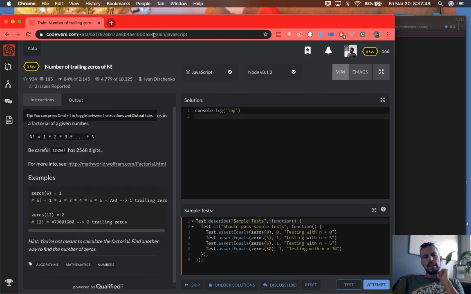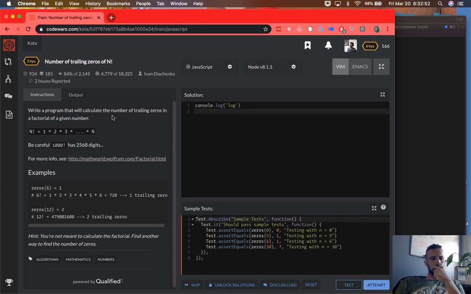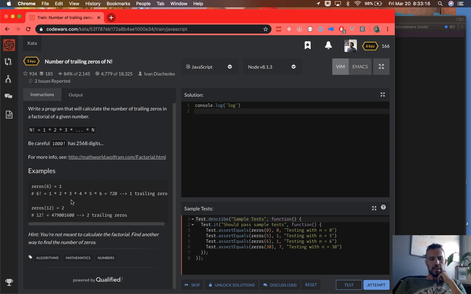Sure is. Okay, now let's understand the problem here. Write a program that will calculate the number of trailing zeros in a factorial of a given number. This is definitely going to have a performance effect. 1000 factorial has 2568 digits. So the function is going to be called zeros. Wow, you're not meant to calculate the factorial. We need a program that will calculate the number of trailing zeros in a factorial. We are not calculating the actual value, we are calculating the zeros.